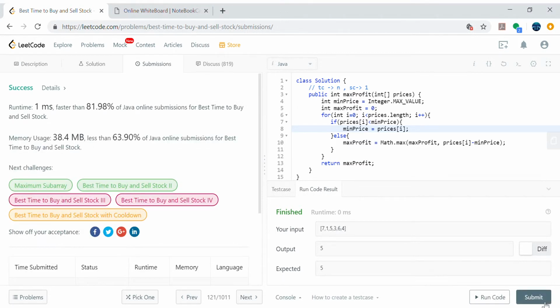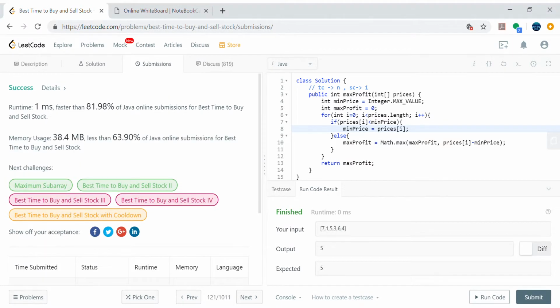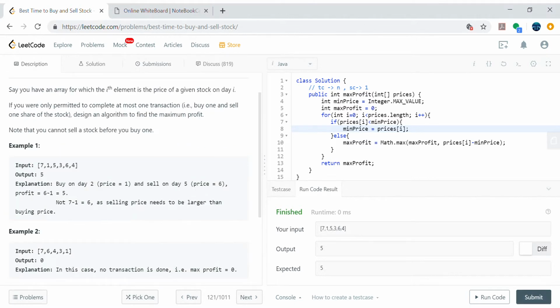So yeah, the runtime moved from 162 milliseconds to 1 millisecond. So I think this is a significant improvement in the runtime complexity, and of course we cut all the unnecessary transactions that we were doing during the O(n square) complexity. So I think this is helpful.